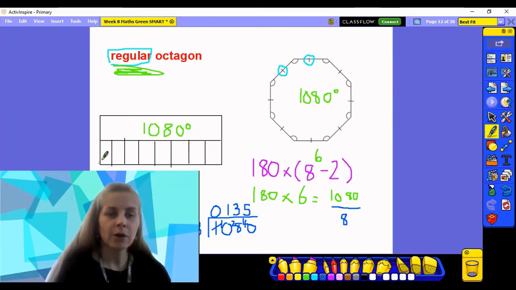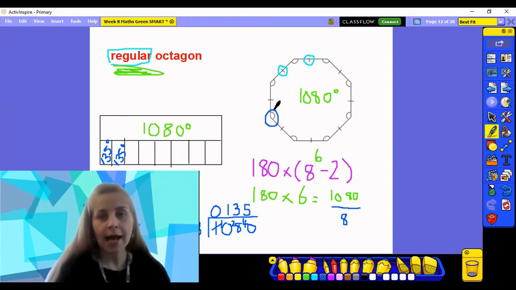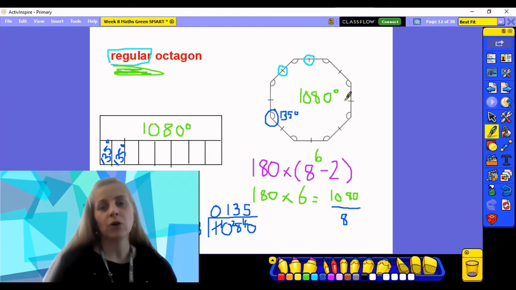Then we can go back to our bar model here, and we can place in that it's 135 degrees, as will be each of the angles, because as we have already identified, this is a regular octagon. So each of these angles on our regular octagon is 135 degrees. We could check that by multiplying by 8, and we would get back to our total number, which is the total of the interior angles within this regular octagon.